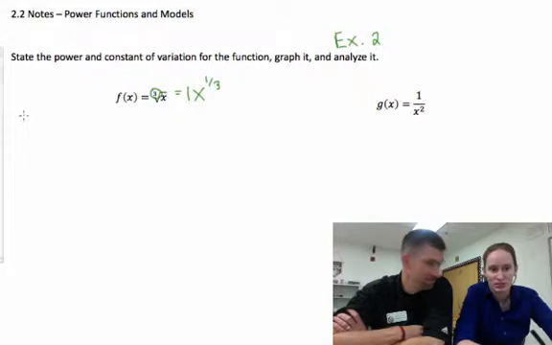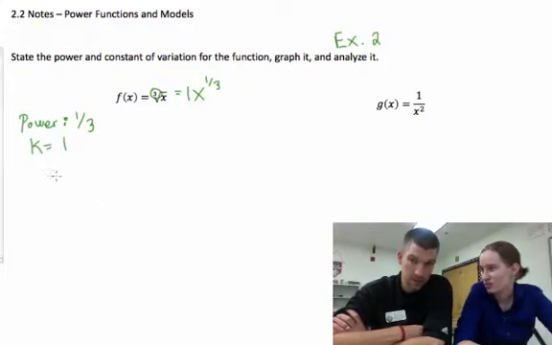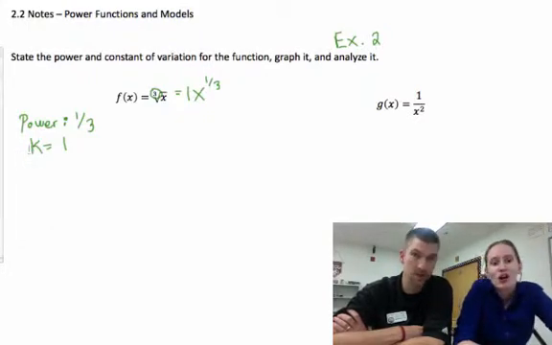Okay, so let's state the power. Power is 1/3. Constant of variation is 1. I'm going to abbreviate the constant of variation as k, because remember that's what we've been using. That k is typically the constant of variation, and it's 1. Now we're going to graph this. So just throw this into your calculator and take a peek. And hey, it's right there on the screen. Okay, so let's analyze it.